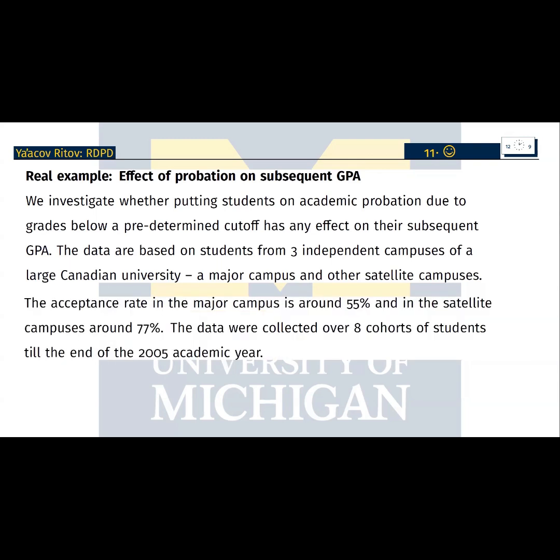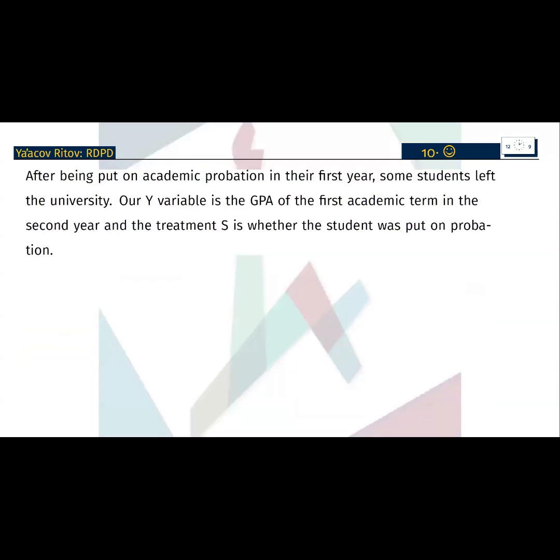And it's a selective school, so there is a main campus and two satellite campuses which are on a lower level. Our variable is the GPA of the student in the first academic term in the second year, and the treatment is whether a student was put on probation or not.